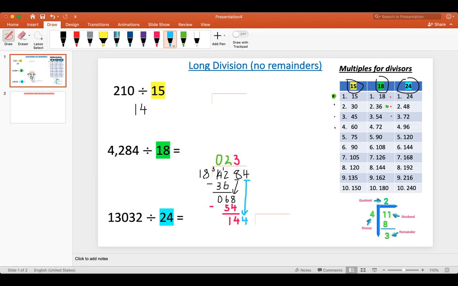So how many groups of 18 can I make from 144? Well, let's have a look at my multiples down here. 1, 2, 3, 4, 5, 6, 7. You've probably already spotted, I can make 8 whole groups for 144. So I'm going to pop the 8 up here. And just to prove I'm at the end of my calculation, 144 take away 144 gives me 0. So I know I'm there.